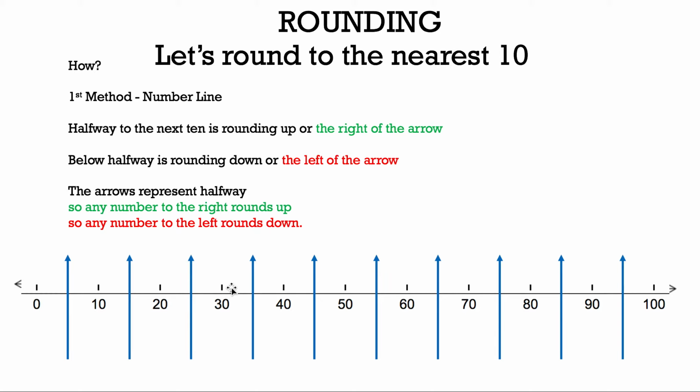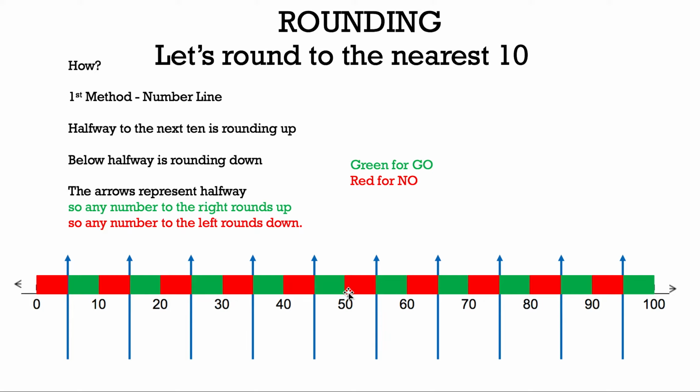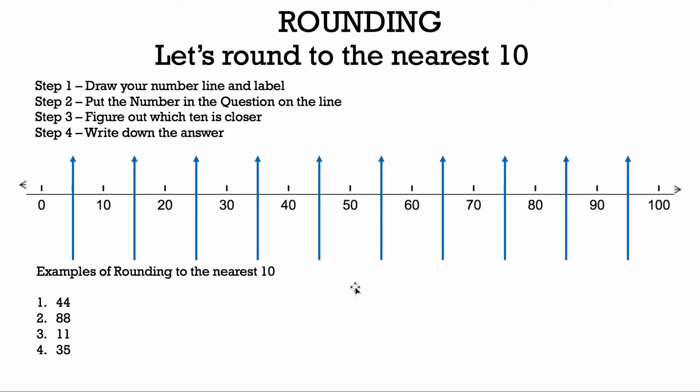Let's go ahead and add the colors. So for instance, once again, if I'm in the green section, which could be 56, 57, then I round up to 60. And if I'm in the red section, which could be 51, 52, I round down to 50. Now let's look at these examples.